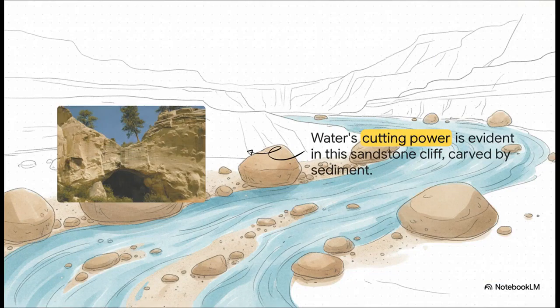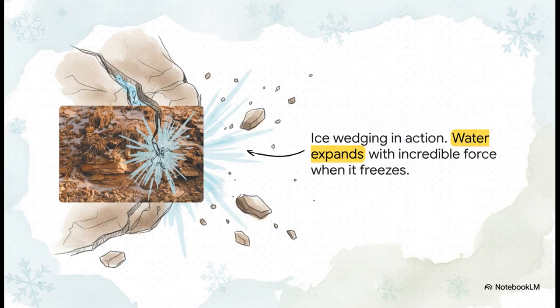One of the biggest players in this demolition job is water. When a river is full of sand and silt, it basically acts like liquid sandpaper. Over thousands and thousands of years, it can carve out massive canyons and just grind giant boulders down into pebbles and sand. But water has another trick up its sleeve. When it seeps into a tiny crack in a rock and then freezes, it expands with enough force to split that solid rock wide open.